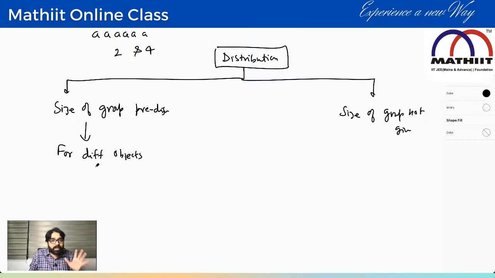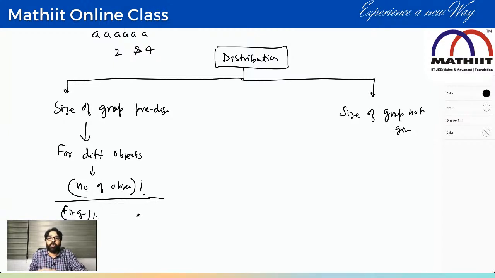And for this also, the cases I told you: number of objects factorial, divided by first group factorial into second group factorial, and so on. If 2 particular groups or 3 particular groups have the same number of objects, that many factorials in the division. If order is important, means a person is there to receive the group, then multiply by that. I hope all of you remember.